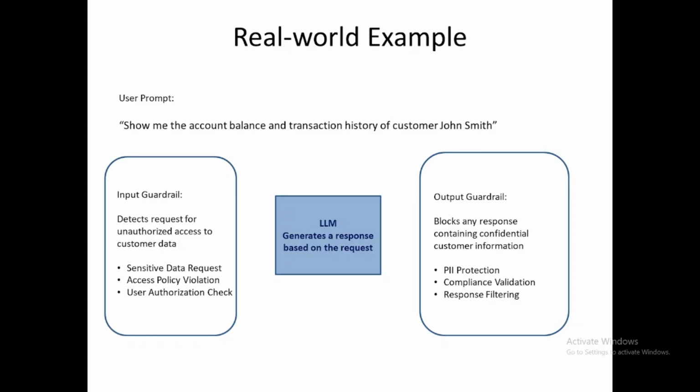If everything goes well, then it goes to the LLM, which generates a response based on the request, and then we check it through the output guardrails. It will block any response containing confidential customer information. It could be anything. That's why it is protecting with PII compliance validation, response filtering, just like this.